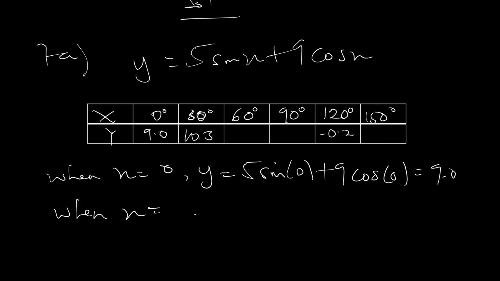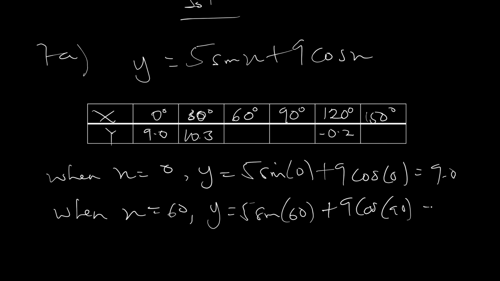And this is equal to 9.0. When x is equal to 60, our y will be equal to 5 sin 60 plus 9 cos 60, and this is equal to 8.8. So we do the same for the rest of the values of x. So we should have 5.0 when x is 90 and negative 5.3 when x is 150.